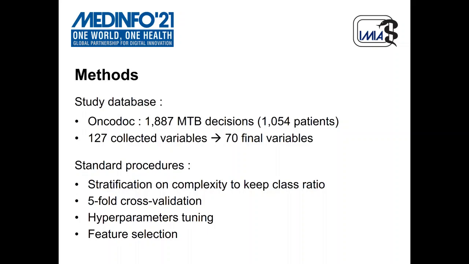Stratification, which was used for class complexity to keep the ratio in our testing and training datasets. Five-fold cross-validation was used to have a more accurate evaluation of our models' performance. Hyperparameter tuning was conducted for all models. And lastly, feature selection was also used to select the variables most relevant to each model. What it means is that when models are trained, it is possible to evaluate how important each variable or feature is to the model performance, and feature selection helps select the most useful ones.